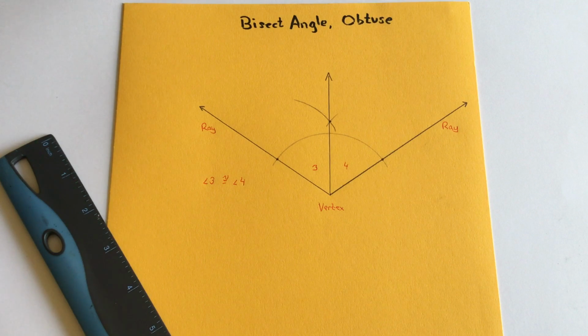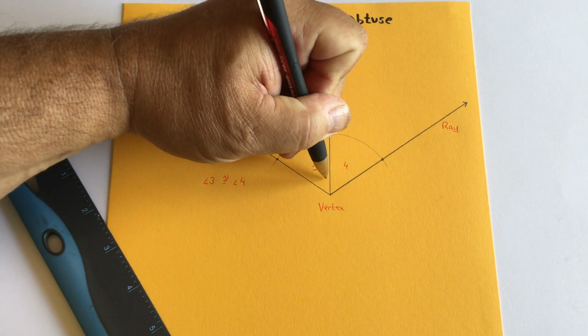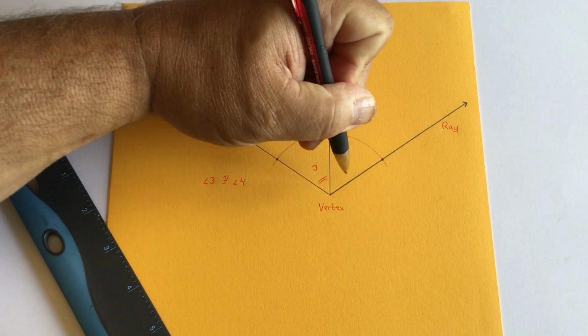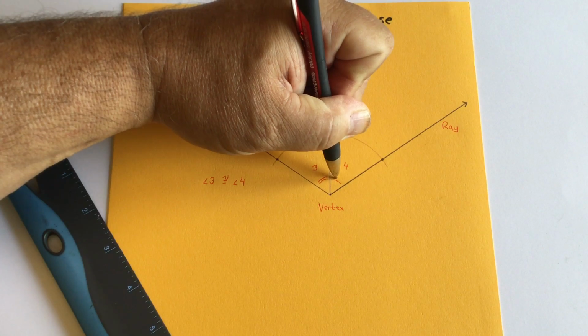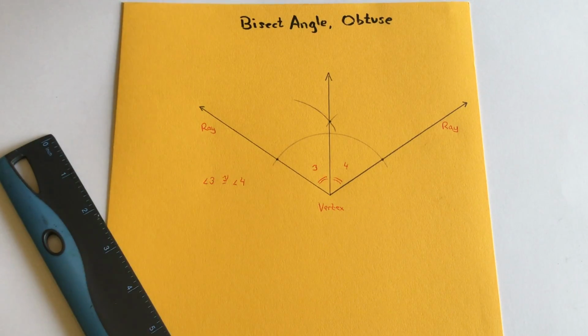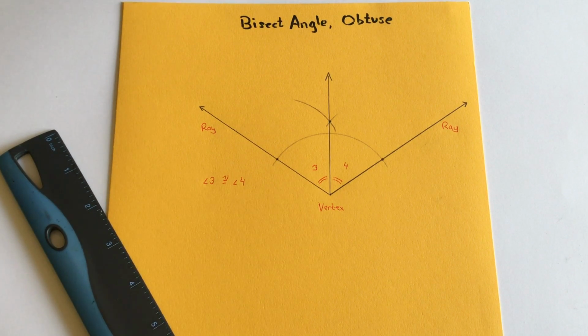Oftentimes in a diagram you might see arcs that represent congruency. So for angle 3 we might have a double arc, just to be a little fancy, and angle 4 will have a double arc. And this is the symbolic way of saying that those two angles are congruent. Regardless, this is the construction technique of how you would bisect an angle, and specifically we bisected an obtuse angle.